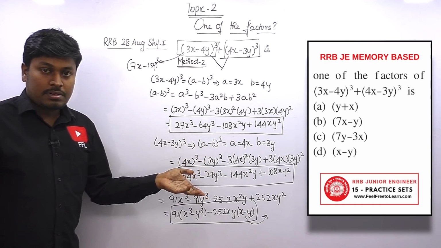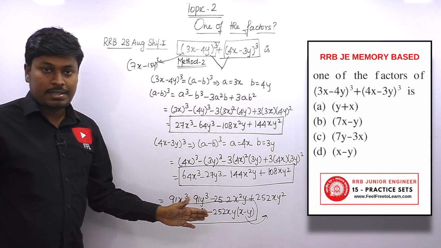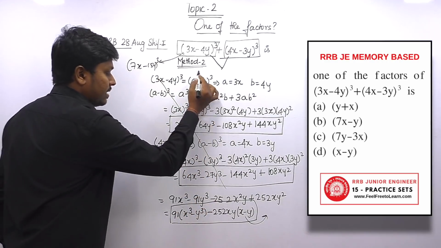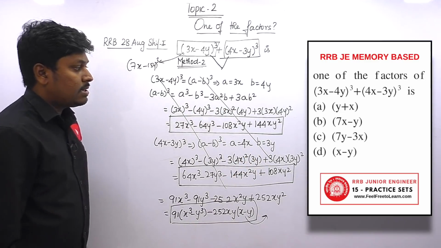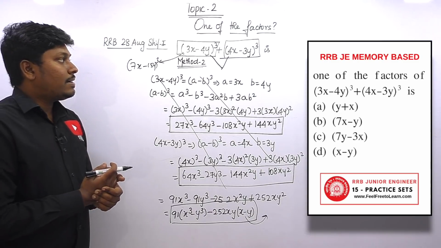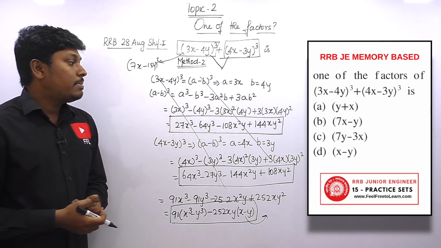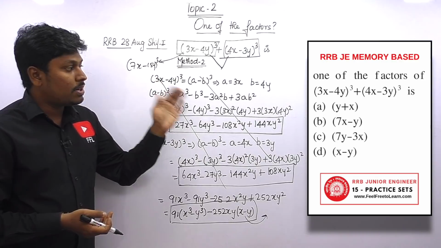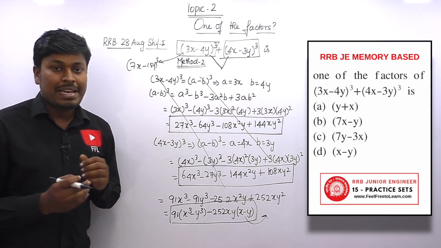In most of the books, in the answer key, you can see this method. Kindly do not follow it in your exams. It may take nearly 12 minutes. So that's what I am saying. Try to learn method number 1 so that you can get the factors easily. So this will be the answer for question number 1. That is, one of the factors for the given question will be x minus y.